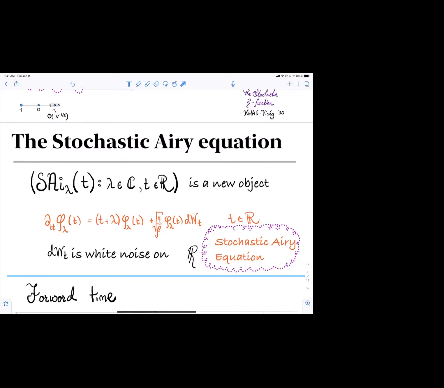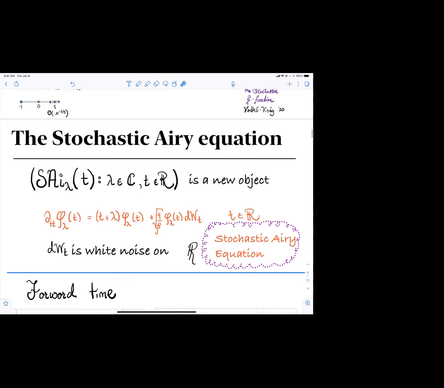A priori, you look at this and say, okay, you have to use stochastic calculus to define this. And in fact, there's a way to remove the stochastic calculus from the picture. There's a way to turn it into just classical calculus with random terms, with Brownian motion terms in it. So it's not truly an SDE. I'll come to that in a moment. So this is the stochastic Airy equation.